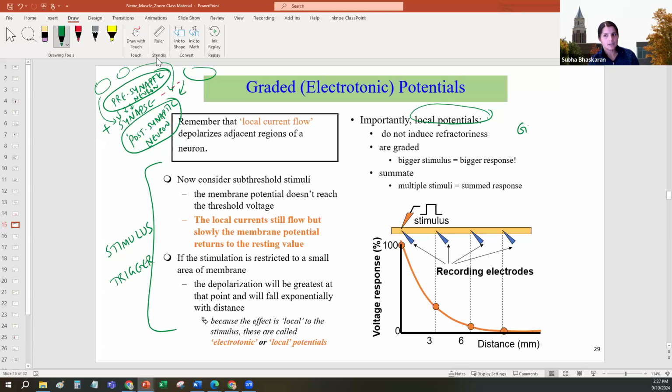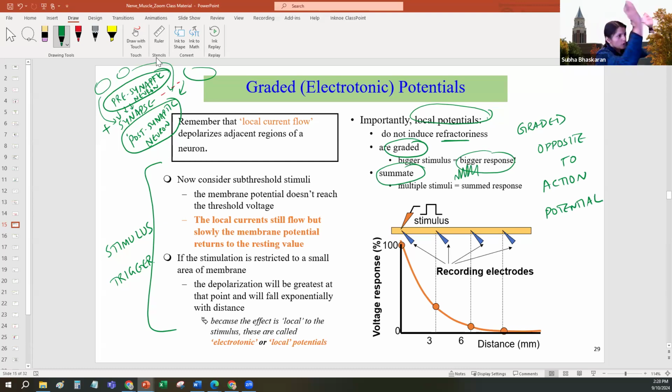So remember, graded potential is opposite to action potential. Anything that we know about action potential, the graded potential will be opposite, which means they are graded. They don't have refractoriness, they summate, they can have a bigger response, their amplitude can change, right? What about action potential? They're all the same amplitude, correct? So whatever we know about action potential, the graded potential is going to be the opposite because it depends on the stimulus fluctuation, correct?